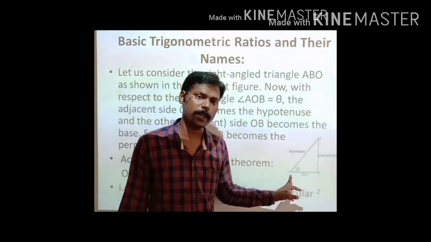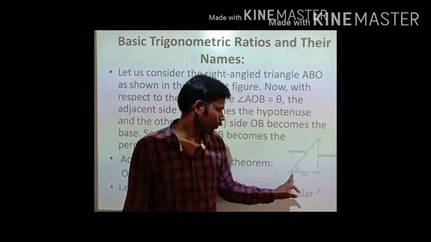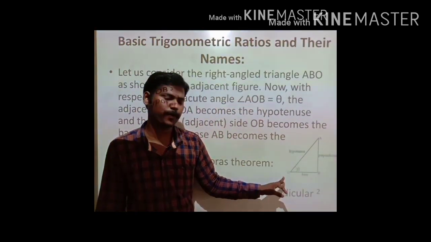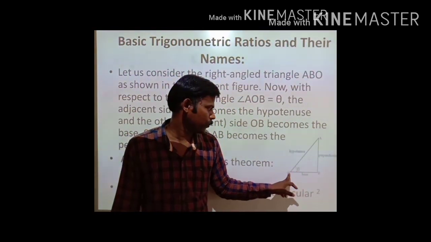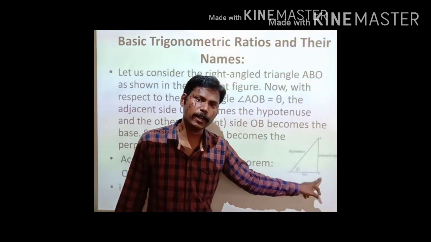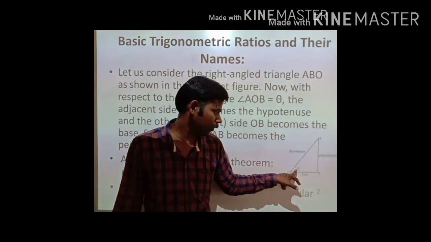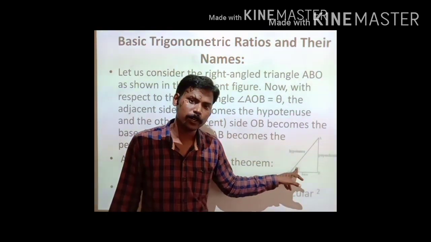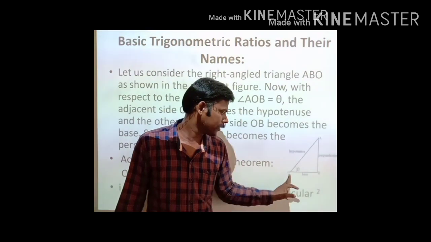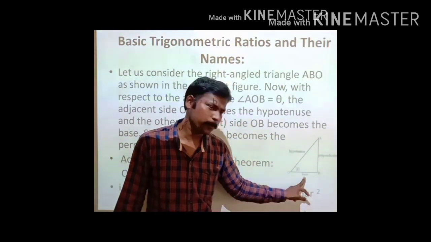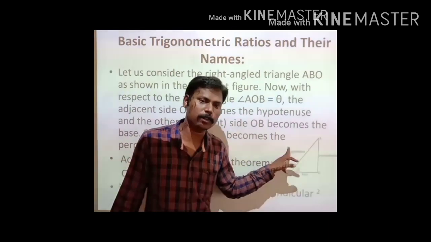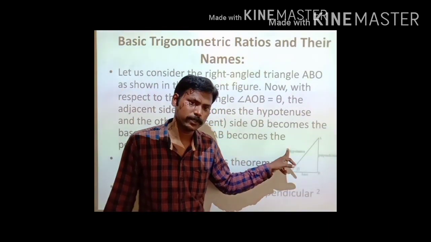If you look at the diagram, observe, children, here OAB is a right angle triangle. OA is one ray, OB is another ray. According to the angle definition, we denote this angle as theta. Now the side opposite to theta is AB and the bottom side is the base. The side which is exactly opposite to 90 degrees is called the hypotenuse.